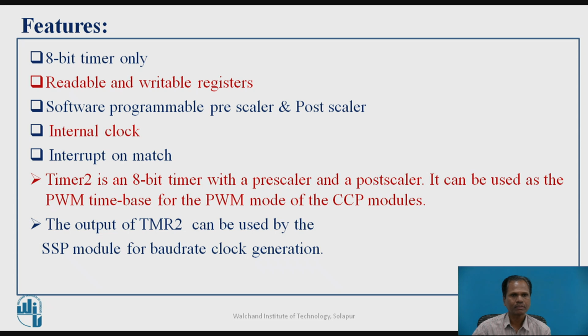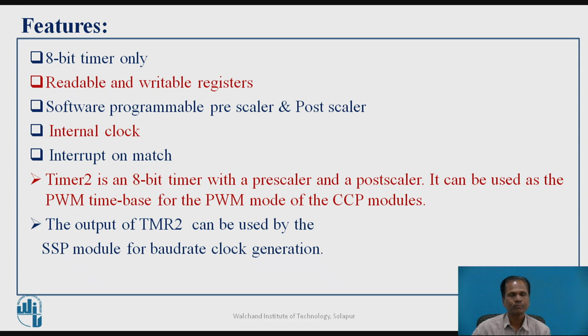Timer 2 module uses internal clock for its operation, as it is working only as a timer. It generates interrupt on a match, when a match occurs inside timer 2 between the contents of period register and timer 2 register. Timer 2 is an 8-bit timer with a prescaler and a postscaler. It can be used as a PWM time base for PWM mode of CCP module.